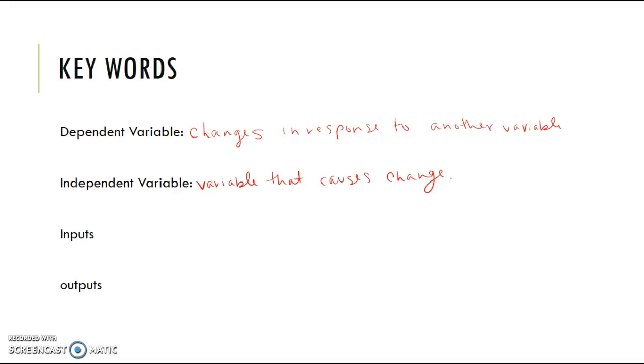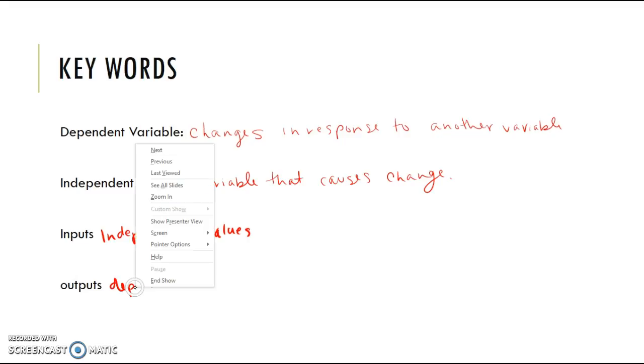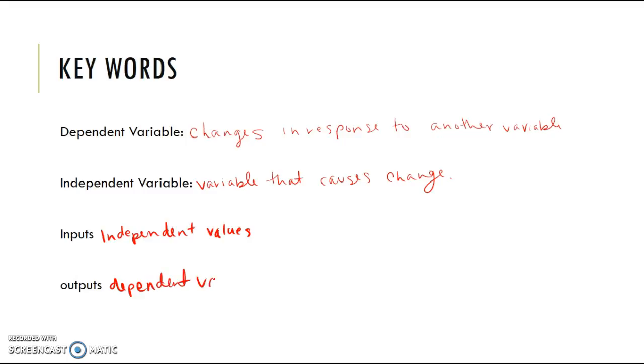The other ones, inputs and outputs. So the independent variable, its values are the inputs. So this is our independent values. Whereas outputs would be the dependent values.